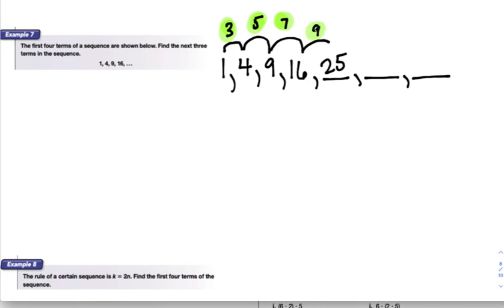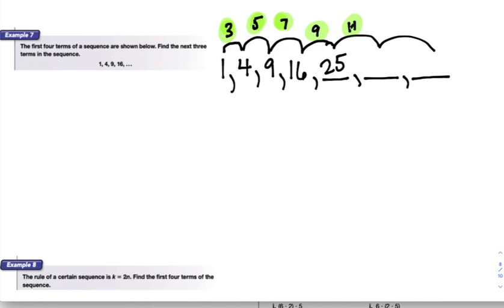Maybe you didn't see that. Maybe you saw something else. Let's go ahead and try our odd number jump, and then we're going to look to see if we can see a different pattern. So our odd number jump would have us jump 11 spaces now because we're going up the next odd number. 25 plus 11 is 36. Next odd number is 13. And then 36 plus 13 is going to give us 49.